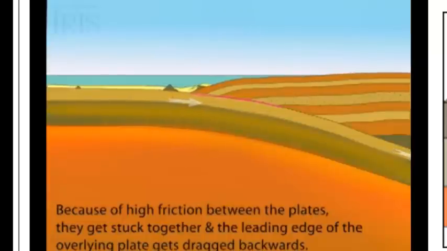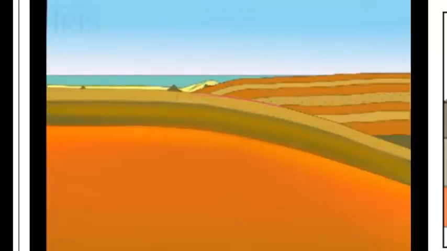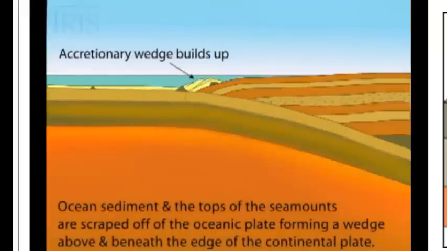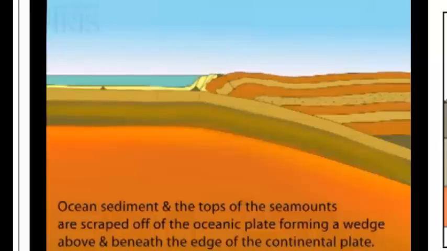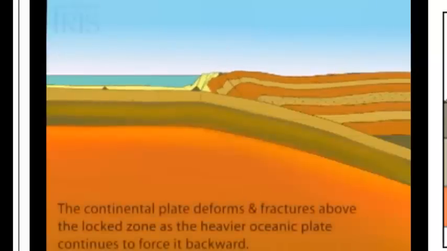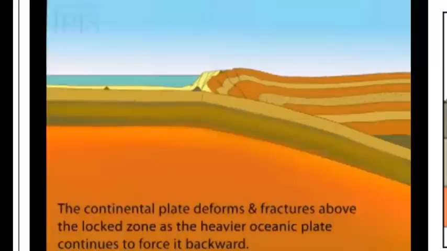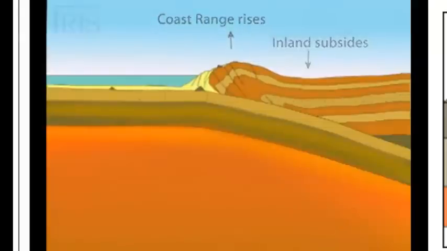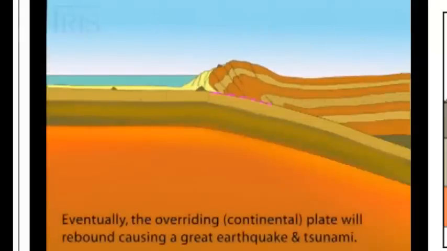GPS data for many subduction zones show that the friction indeed causes the leading edge of the overlying plate to be forced backwards. During subduction, the thin layer on top of the oceanic plate is scraped off and forms a wedge at the front of the continental plate. The continental plate deforms in response to the stress. The plates can lock for hundreds of years until frictional stress is overcome in a process called elastic rebound. This can produce magnitude 8 to magnitude 9 great earthquakes.